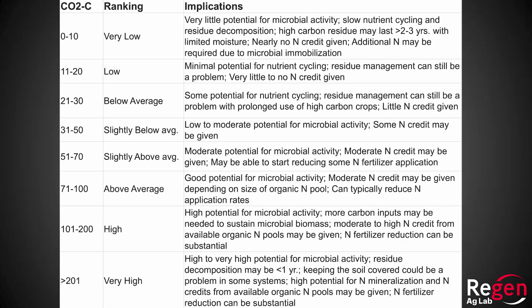I know you can't read this for most of you from where you're sitting. This is a ranking table just pertaining to carbon dioxide. Soil respiration, that's it. One number. There are 60 numbers on the Haney test. Here is one number, and here is what you can kind of learn from one number. So we have a range anywhere from 0 up to 200 parts per million or over 200 parts per million for CO2.